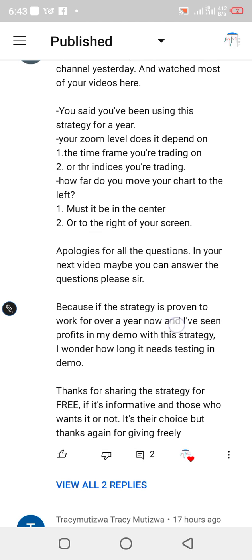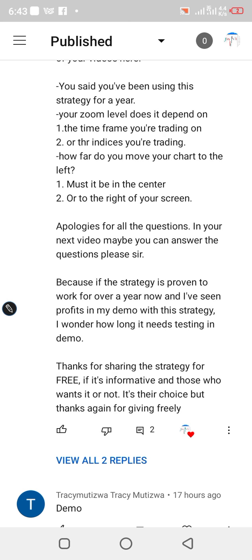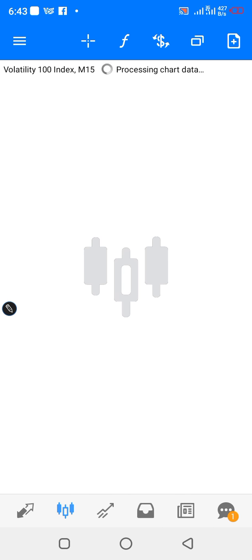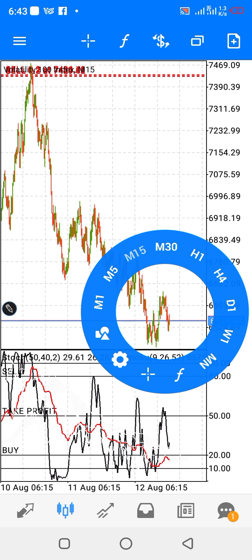Another one. The time frame you are trading on, your zoom level, does it depend on the time frame you are trading or the indices you are trading on? Okay. How far do you move your chart to the left? I think you can see it from here.